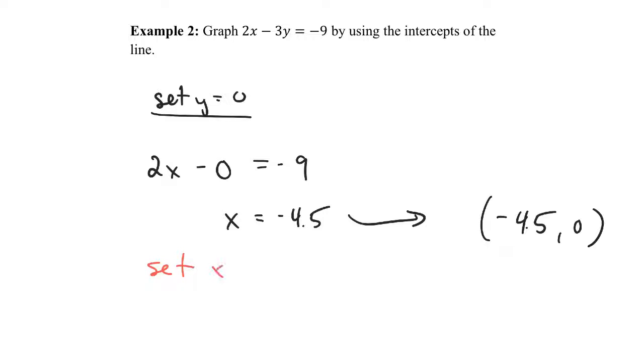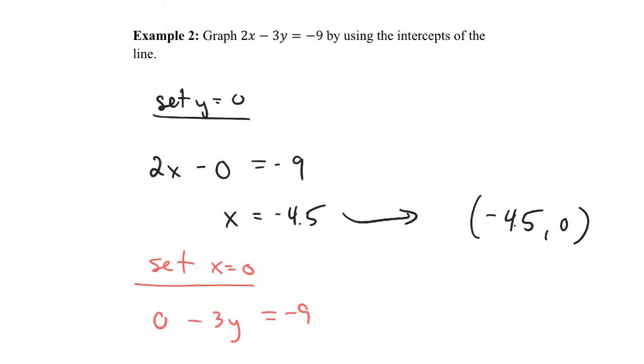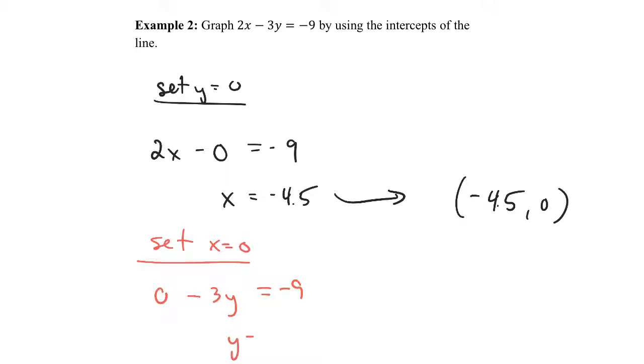Second, set x equal to 0 to find the y-intercept. And notice, whatever you're setting equal to 0 is also 0 in your coordinate. Set y equal to 0, it's a 0 in the coordinate. Set x equal to 0 here, it's a 0 in the coordinate. That's always the case. The intercept of one is always the 0 value of the other.